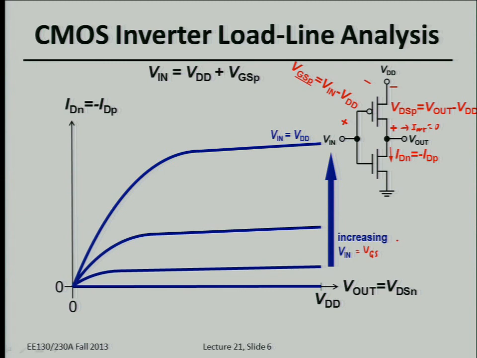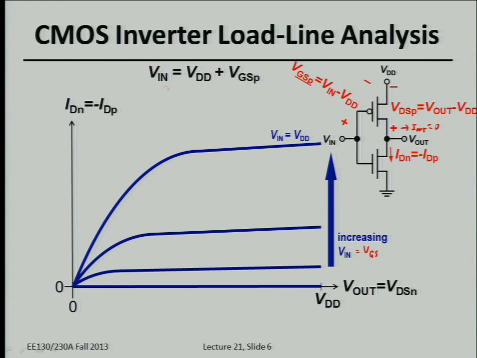To do this, we have to figure out how to translate these voltages. First, how does Vout relate to VDS for the PMOS device? And secondly, how does the input voltage relate to the gate voltage of the PMOS device? So we can plot it on the same plot.